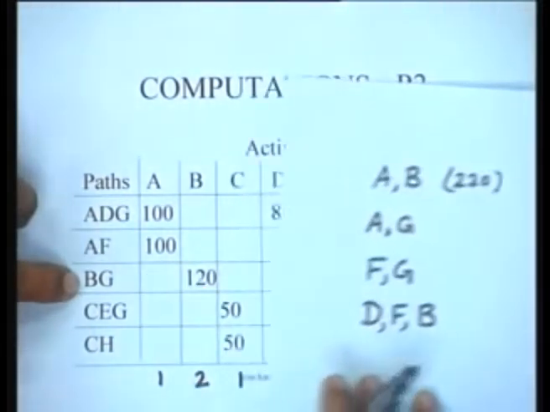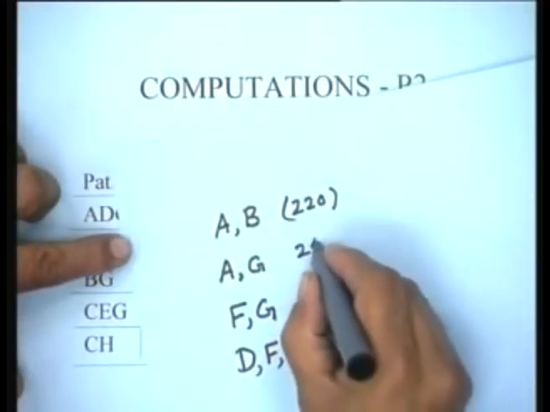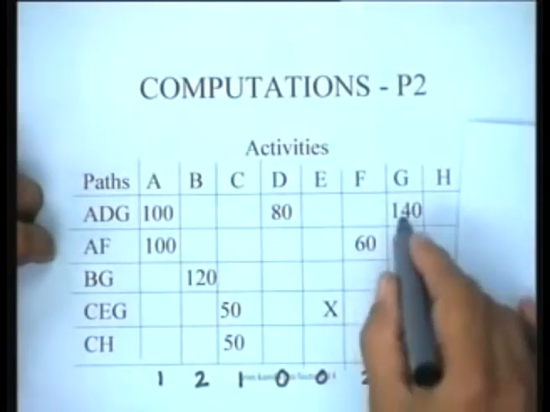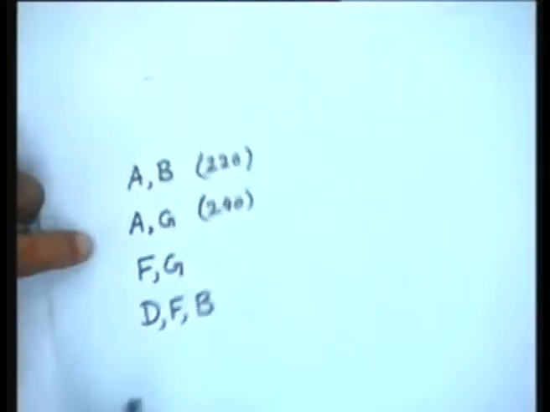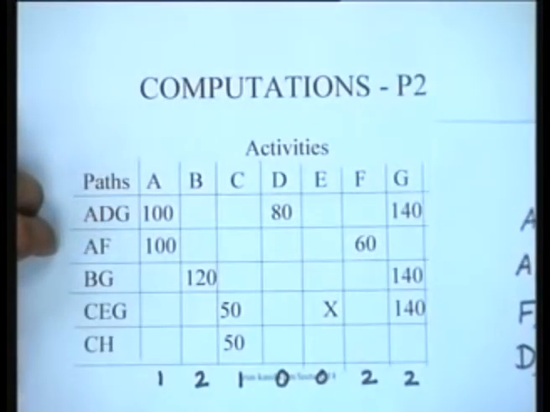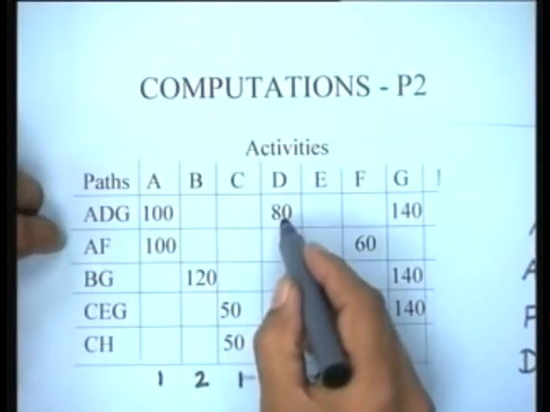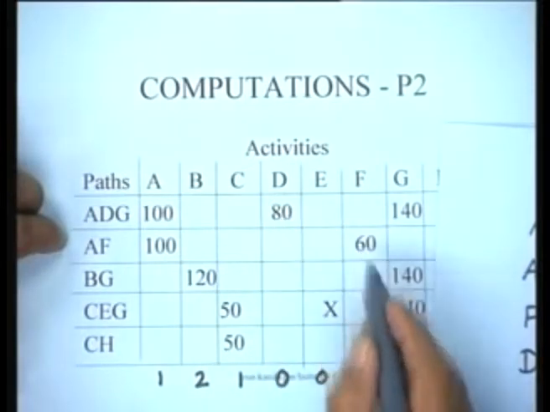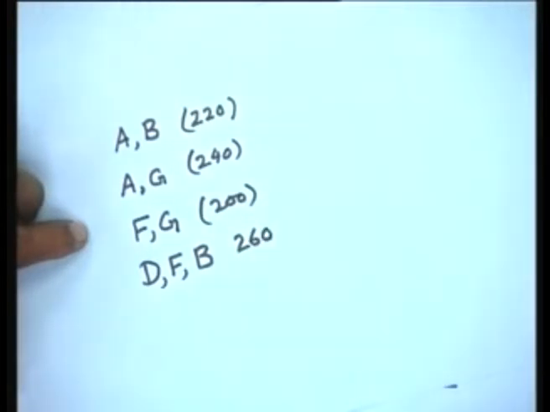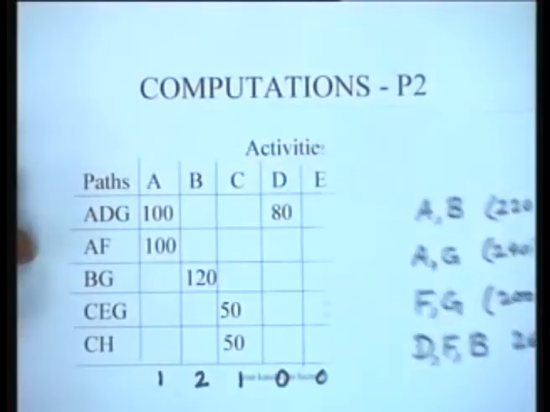A and G option is going to be 240 rupees per day. F and G option is going to be 200 rupees per day. And the B, D, F option, 120 plus 80 plus 60, is 260. Notice another thing, that this would be from the point of view of cost. We have to find out whether this is possible.